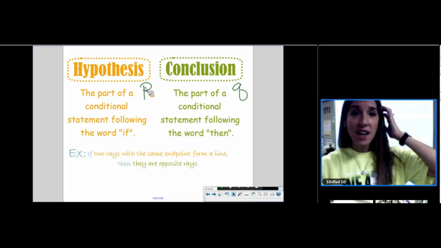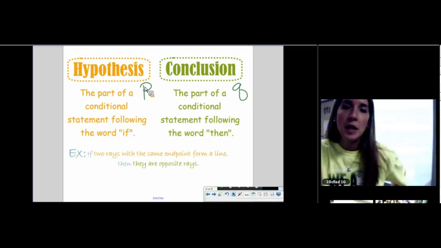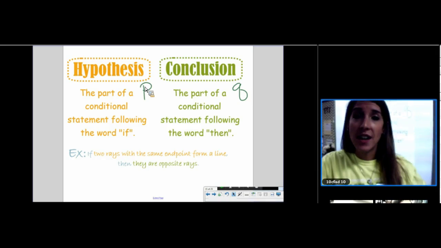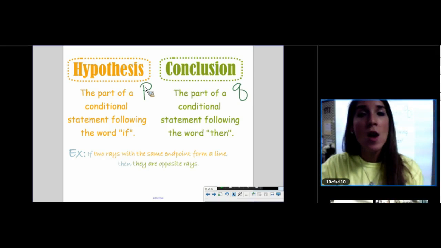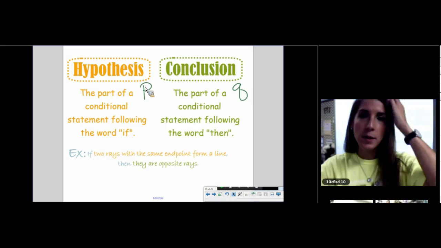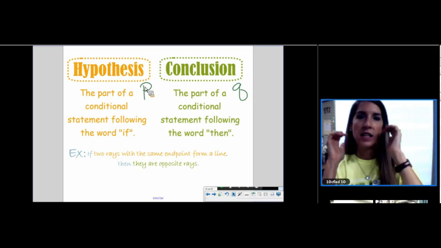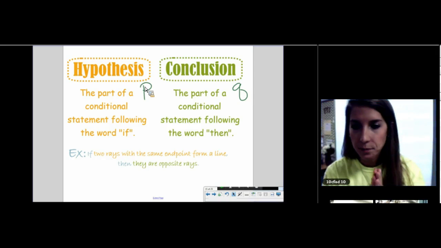The hypothesis comes after the word if. So if I said, if it is cloudy, then it will rain, my hypothesis is, it is cloudy. You don't include the word if, it's what comes after the word if. The conclusion would be, it will rain. Not the word then, but what comes after the then. So the first part is the hypothesis and the second part is the conclusion.